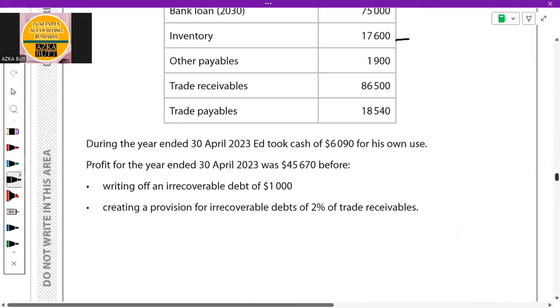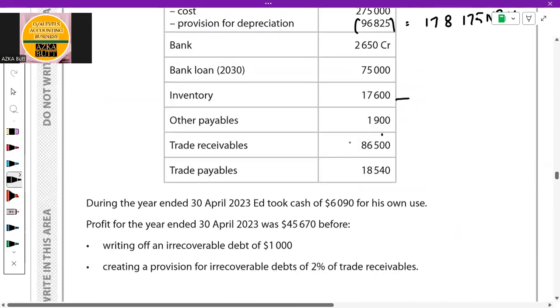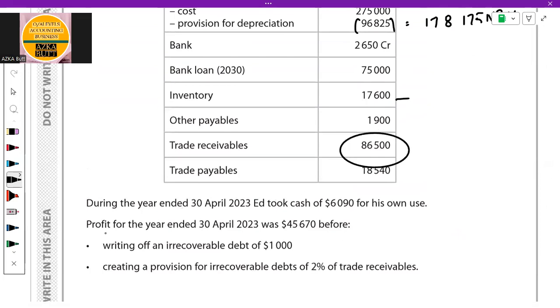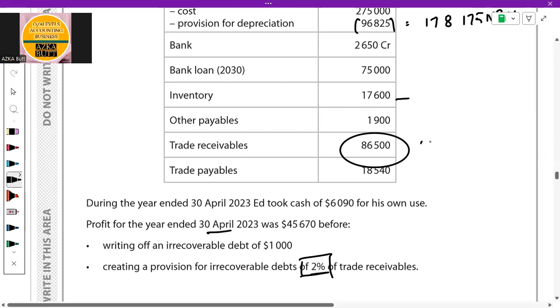But if you see that there is an adjustment, the trade receivable is 86,500. Okay, but there are adjustments for the profit for the year ended 30 April 2023. So this is basically the allowance for irrecoverable debts, which is 2% of trade receivables. So it means that we have to multiply it by 2%. For finding out the allowance, 86,500 multiplied by 2 divided by 100, so we have 1,730 as the allowance for trade receivables.